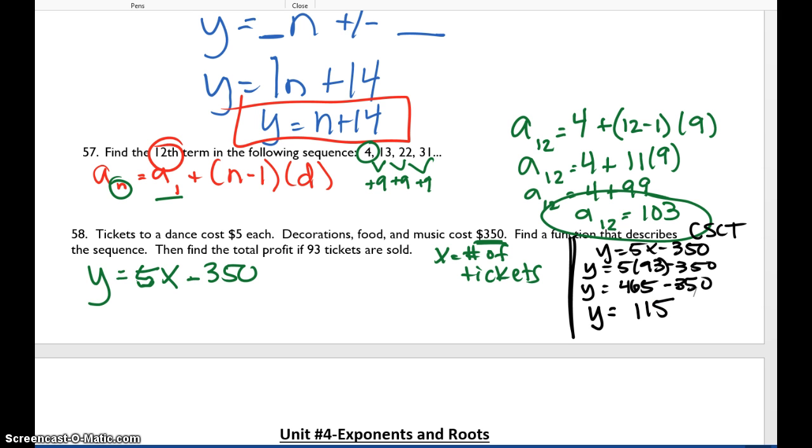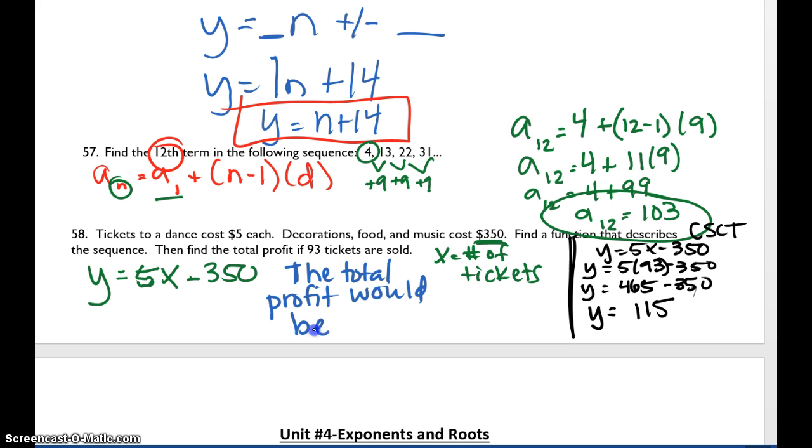So my final answer, again, should be a complete sentence, complete thought. So we're going to write the total profit would be $115. So we sold $465 worth of tickets, but we had to pay $350 for the decorations, food, and music. So total, the amount of money we earned from this dance would be $115.